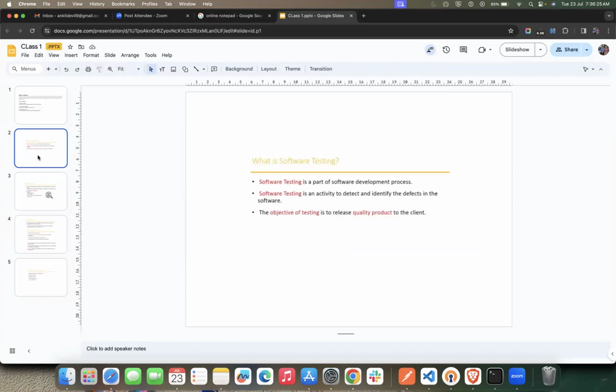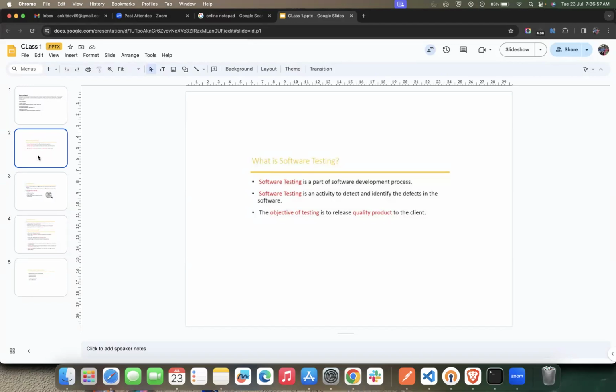Now coming to the next part, what is software testing? You must have some idea about what software testing is. So one by one we'll be starting. First, Chetri, you start. What exactly comes to your mind when you hear the term software testing?